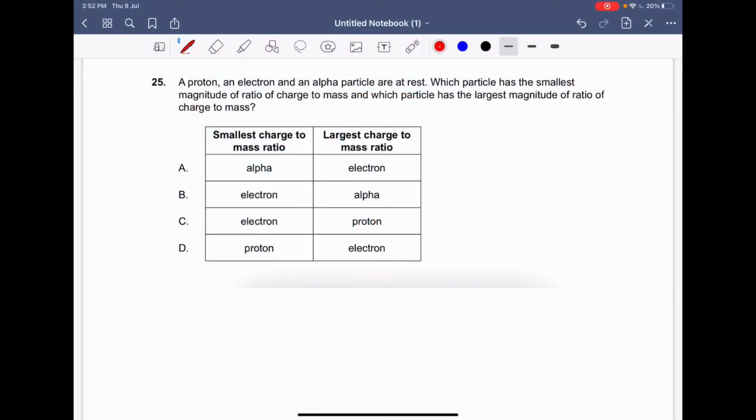So proceeding on to the next question: a proton, an electron and an alpha particle are at rest. We need to compare the smallest charge to mass ratio to the largest charge to mass ratio. The charge to mass ratio can be written as Q by M. So we are comparing the charge to mass ratio of, first, a proton, the second is your electron, and the third is your alpha particle.